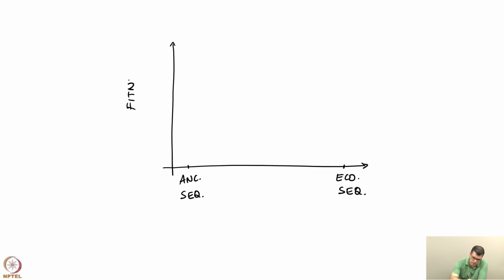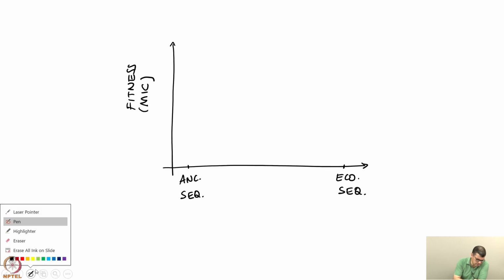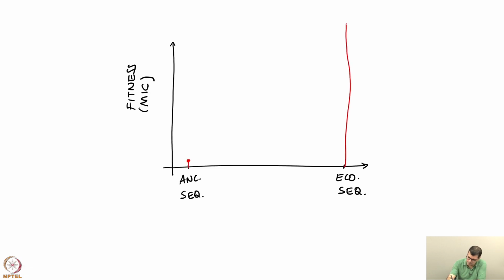Fitness is measured via a proxy, and that proxy is MIC. The ancestor is right here, and the ecological strain is very high up. And to go from one to the other, I have 1 mutation, 2, 3, 4, and then this is all 5 mutations. Now, there are 120 paths to go from the ancestor sequence to the ecologically isolated sequence. And in these 120 paths, I measure the MIC associated with each variant strain that I am creating.